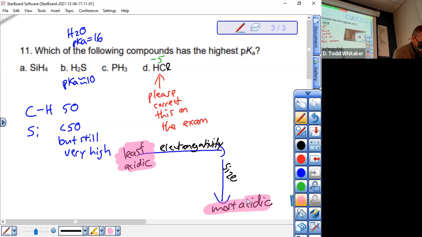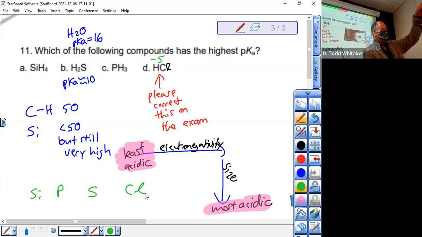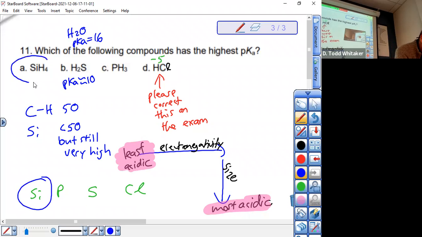And use your periodic table. We got silicon next to sulfur, next to phosphorus in the middle, and Cl. There's the periodic table. It's only a row question, isn't it? They're all in the third row. Silicon, phosphorus, sulfur, chlorine. I'm just looking at the periodic table. And so you're only using the electronegativity trend, and the least electronegative will be that one. So highest pKa.